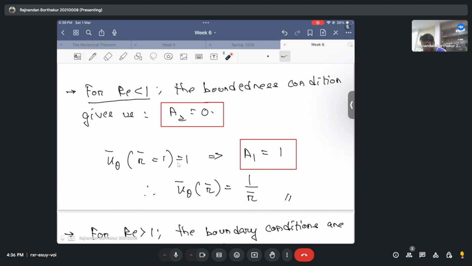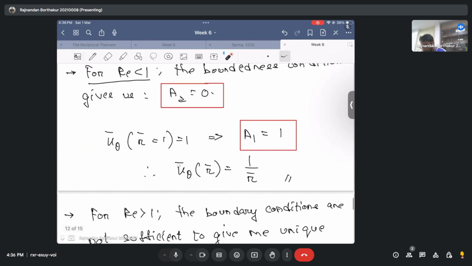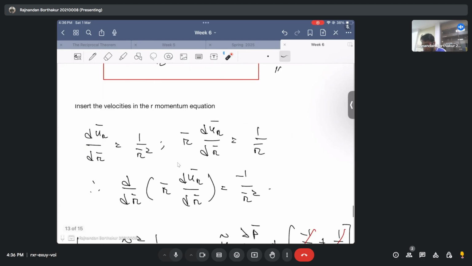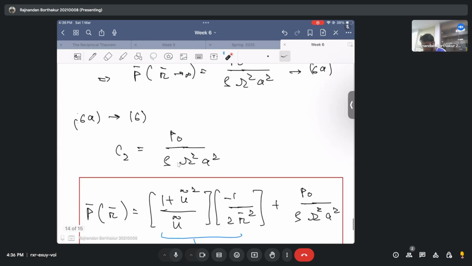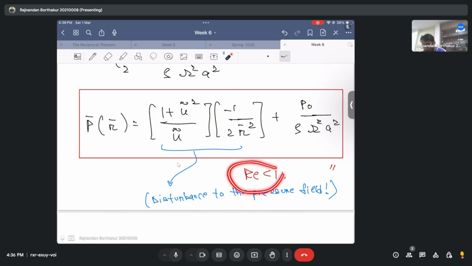And then in the limit when Reynolds number is less than 1, we used the forms of ur and u theta in the r momentum equation to get the solution for pressure. And this is what pressure looks like, in the limit when Reynolds number is less than 1. And this is the target of this objective. So I hope you understood what we did here.